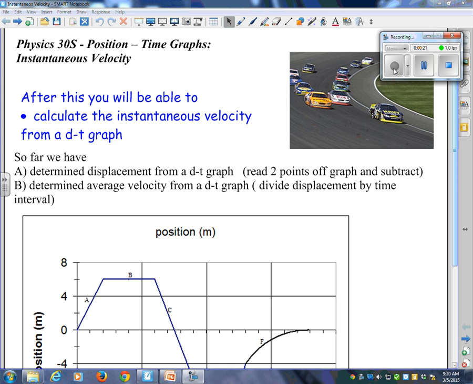When the police go past you, they care how fast you were going before? No. Your average velocity? No. How fast you're going right now? That's what matters.